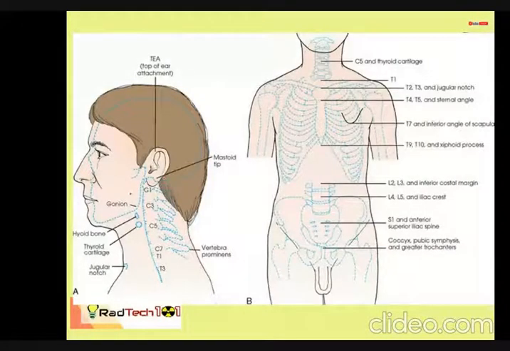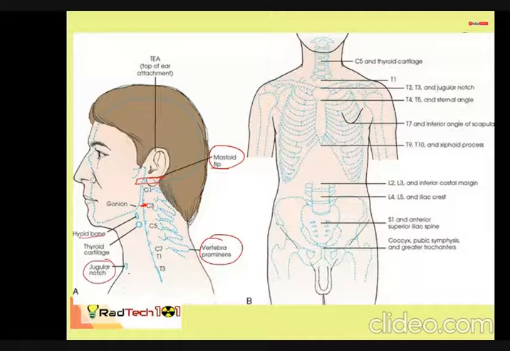So, your C1 here, this portion here, this is where we can find the mastoid tip. Also the gonion, C3. Then we have here at C5, thyroid cartilage. Between C3 or C4 or C5, we have your hyoid bone. Then C7 and T1, we have the vertebral prominence. Then T3, we have your jugular notch.